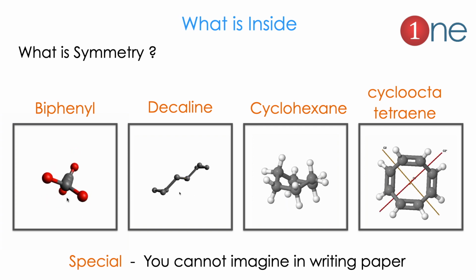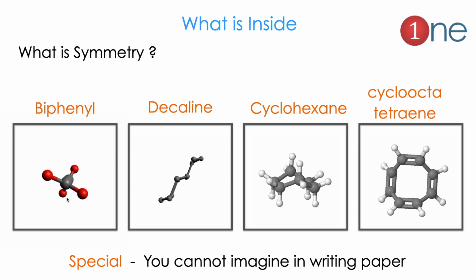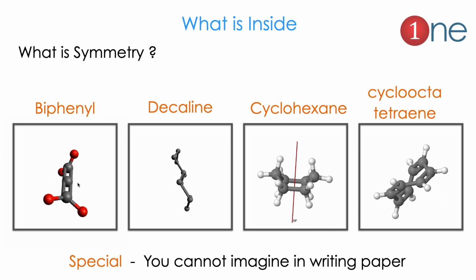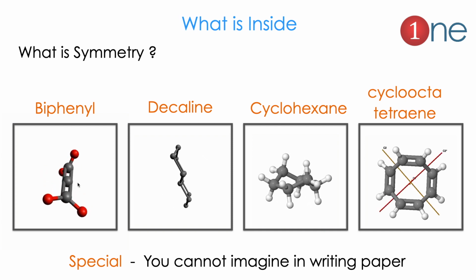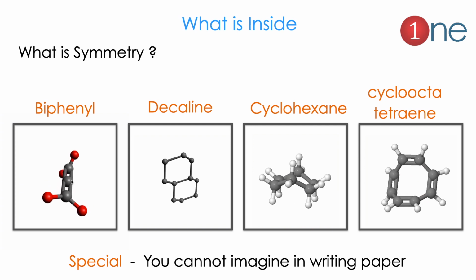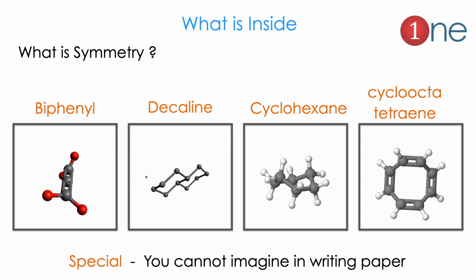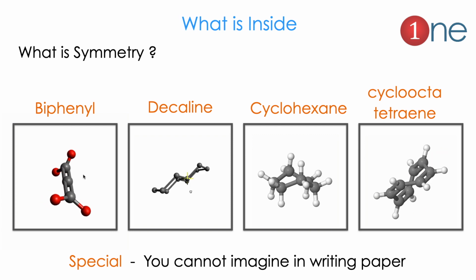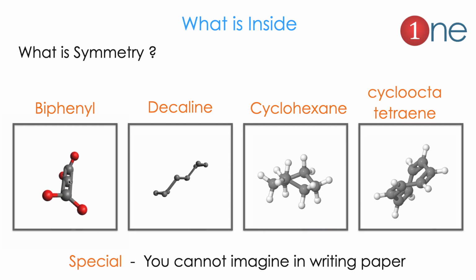What is inside this video? First we will see what is symmetry, then we will see some special molecules such as biphenyl group, decalin group, cyclohexane or cyclooctatetraene. Here you can see the animation, so you can understand it much better. What does special really mean here? Special means you cannot imagine it when writing on paper. So this video will help you a lot.